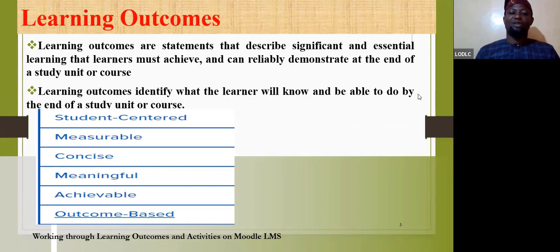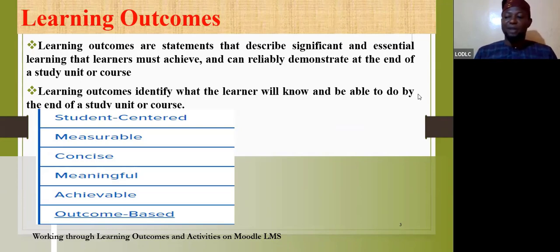Another interesting element of learning outcomes is that they have to be measurable. Learning outcomes are specific, observable, and can be assessed. That is the reason why we said it has to be measurable. Instructors usually use an action verb to frame their learning outcomes. Another element is that it has to be concise. Learning outcomes are written in short, succinct sentences. They don't need to be long; they have to be short.